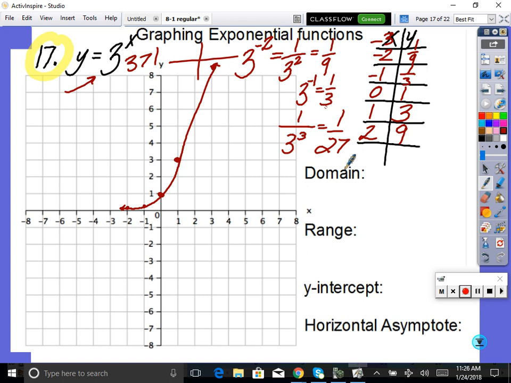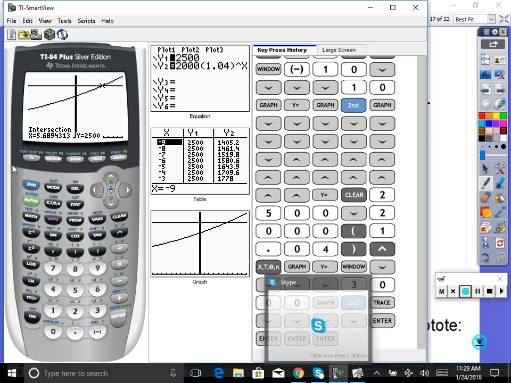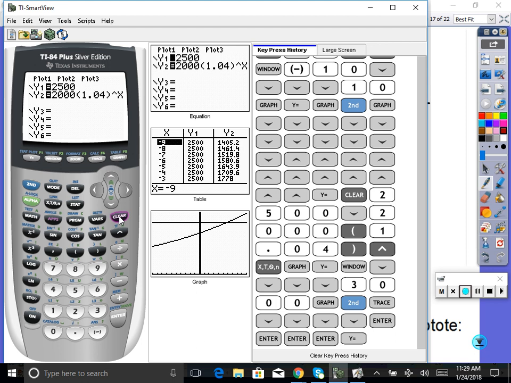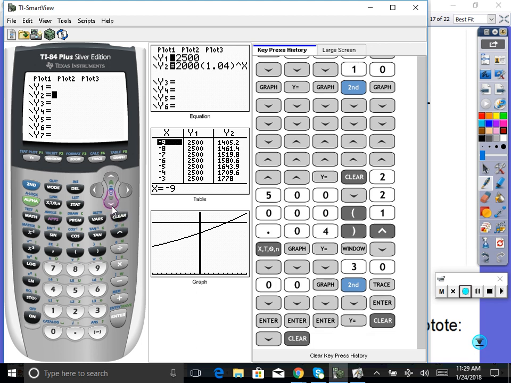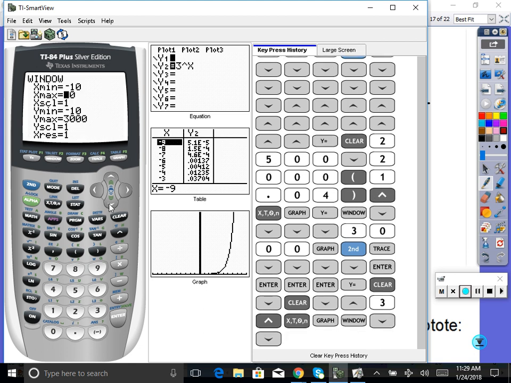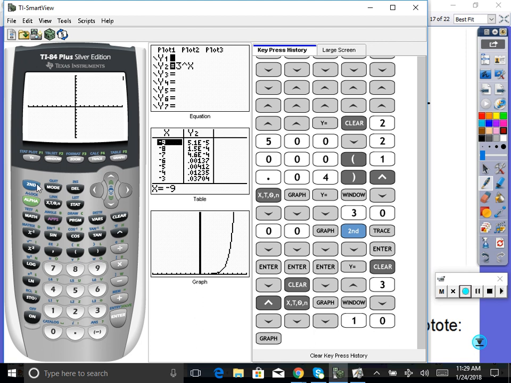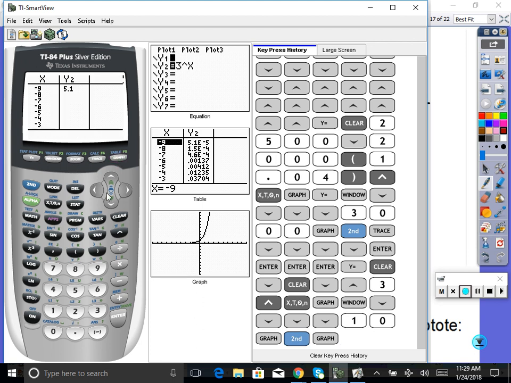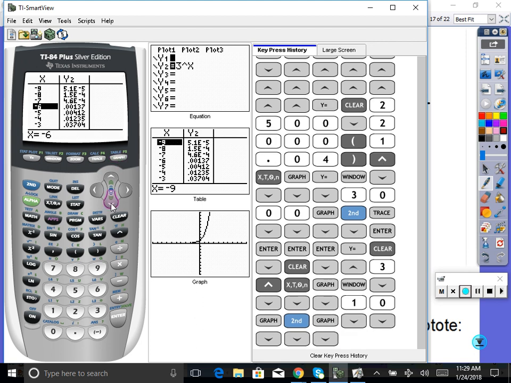And I wanted to show you using your calculator. So everybody go to your calculator, go to y equals, type in 3 to the x power, and then change your window back to a standard viewing window: -10 and 10, -10 and 10. If you hit graph, yeah, we already knew that. We just plotted points. Let's go to the table of values.